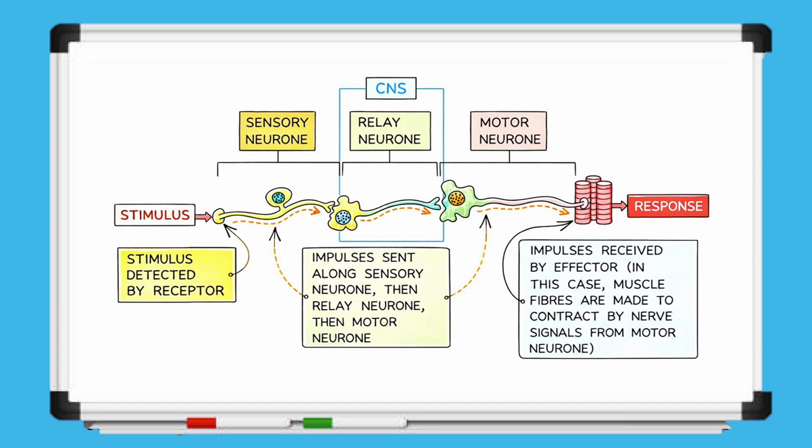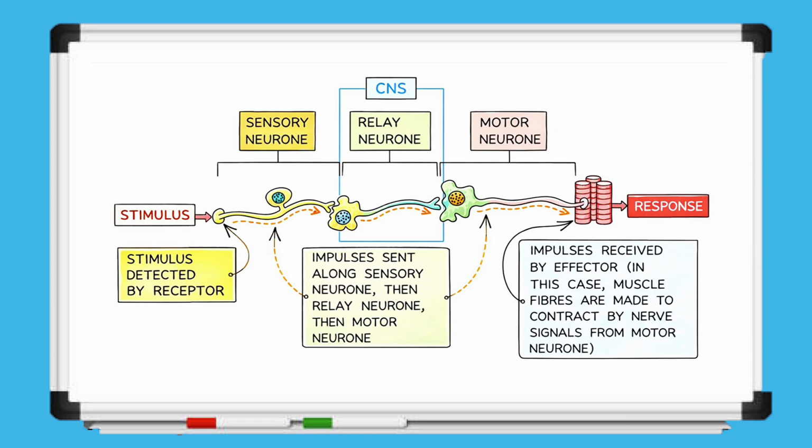After this, the impulse is sent along a motor neuron. The motor neuron carries the signal away from the CNS towards an effector, which can be a muscle or a gland. The motor neuron ensures that the body produces the correct action in response to the stimulus. Finally, the impulse reaches the effector, where a response is produced. In this case, the effector is a muscle. The nerve signals from the motor neuron cause the muscle fibers to contract, resulting in a rapid physical action such as withdrawing a hand or paw from a painful stimulus. This entire pathway happens very quickly and automatically, allowing the body to protect itself from harm without the need for conscious thought. This diagram shows how a reflex arc works, which is the nervous system's quick and automatic response to a stimulus.